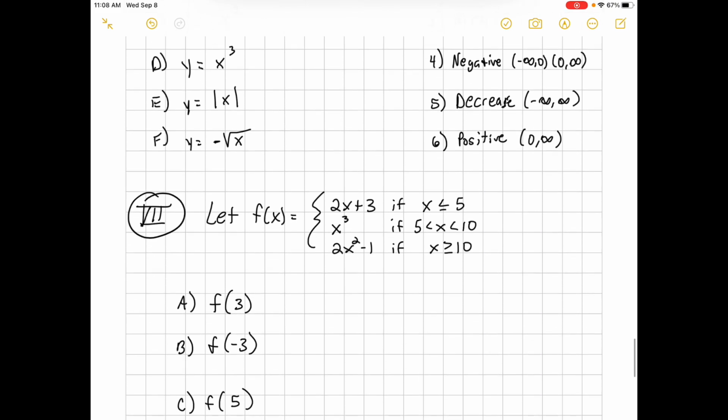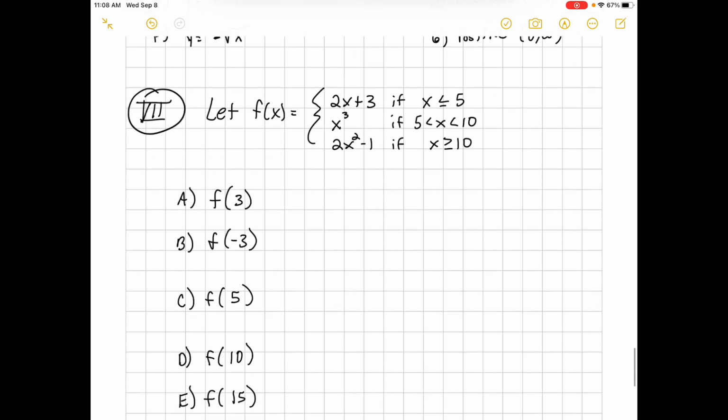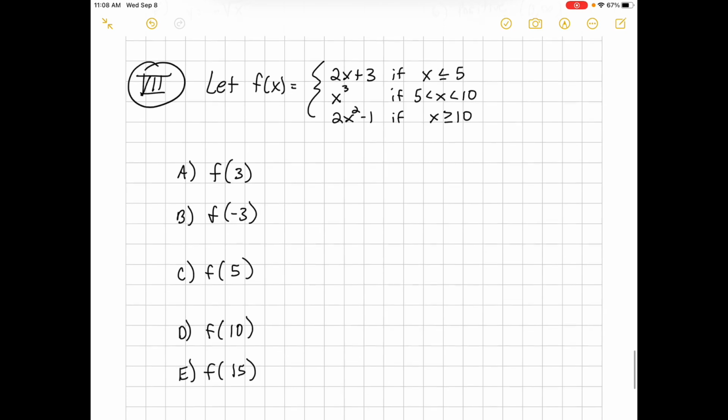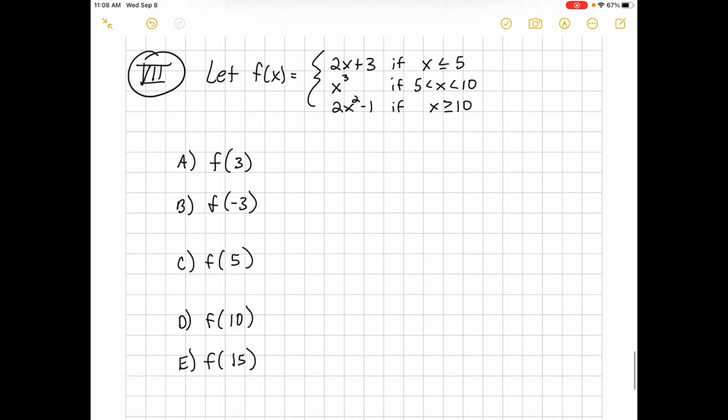And then the last part of your study guide is a piecewise function. And so there's 3 different functions. It's 2x plus 3 if x is less than or equal to 5, x cubed if x is between 5 and 10, and 2x squared minus 1 if x is greater than or equal to 10. So you'll find these 5 function values for the last part of your study guide.